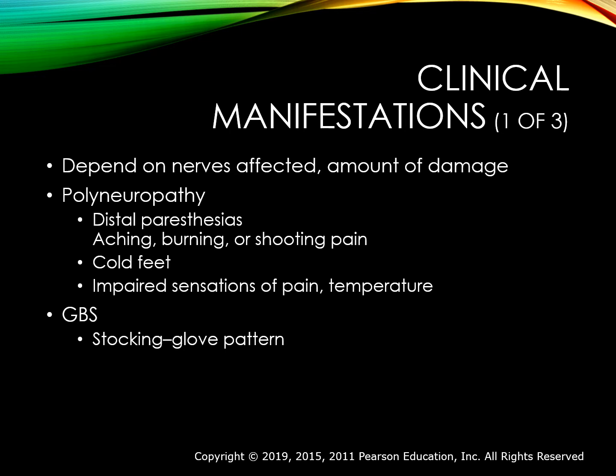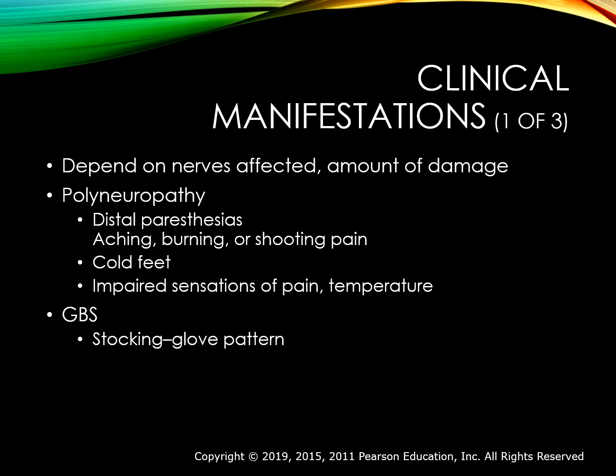Manifestations: the patient with polyneuropathy commonly has distal paresthesias, pain described as aching, burning, or shooting, and feelings of cold feet. Other manifestations may include impaired sensations of pain, temperature, light touch, two-point discrimination, and vibration. With GBS, there is frequently a stocking-glove pattern, feeling as though stockings and gloves are being worn when they are not, with pain in the hands, feet, and legs.